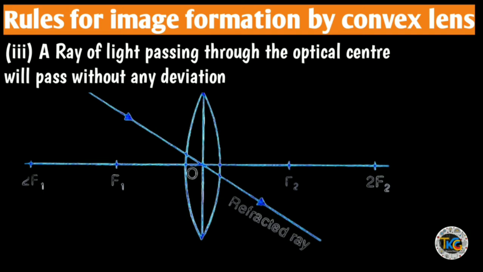So there are three rules for formation of images by convex lens, and we know that for image formation a minimum of two rays are required. Now we have to study the formation of images by convex lens.